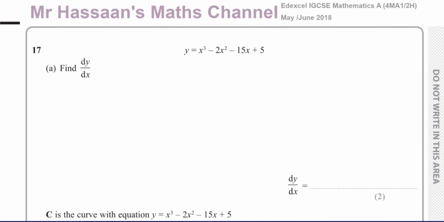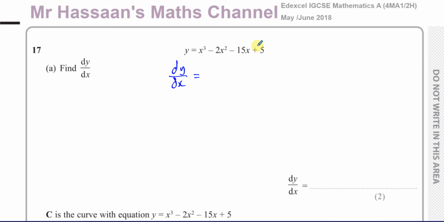I'm now going to answer question number 17 from the May-June 2018 Edexcel IGCSE Mathematics A paper 2H, higher paper, and this question here is about differentiation. So we're told that y equals x cubed minus 2x squared minus 15x plus 5, and we want to find dy/dx. Now dy/dx is when you differentiate y with respect to x.